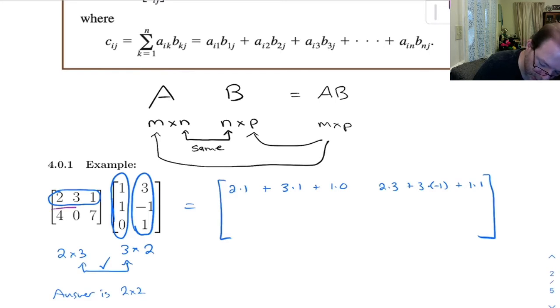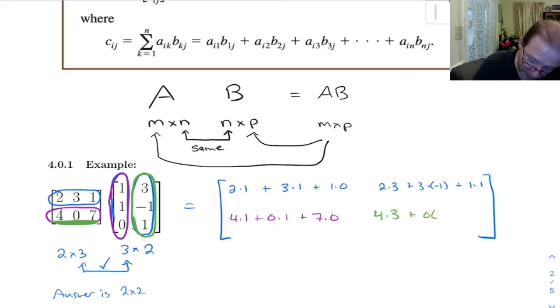And then we do the same thing, but we would use the bottom row. So that times this is going to give us this entry. So 4 times 1 plus 0 times 1 plus 7 times 0. And the last entry is this times this. So it's going to be 4 times 3 plus 0 times negative 1 plus 7 times 1.